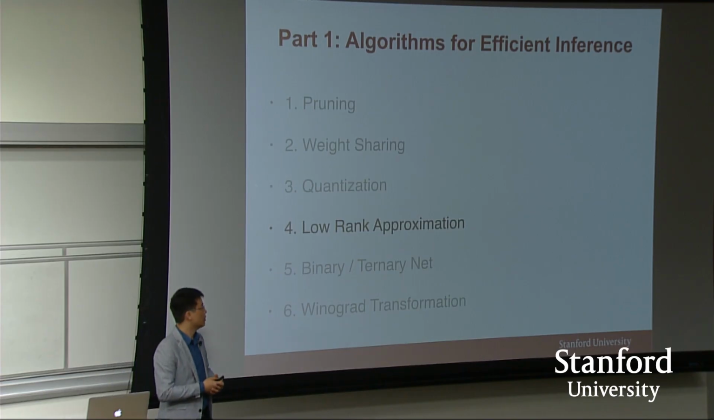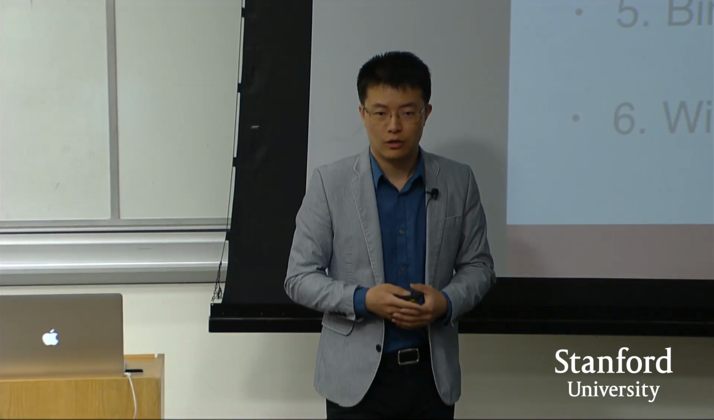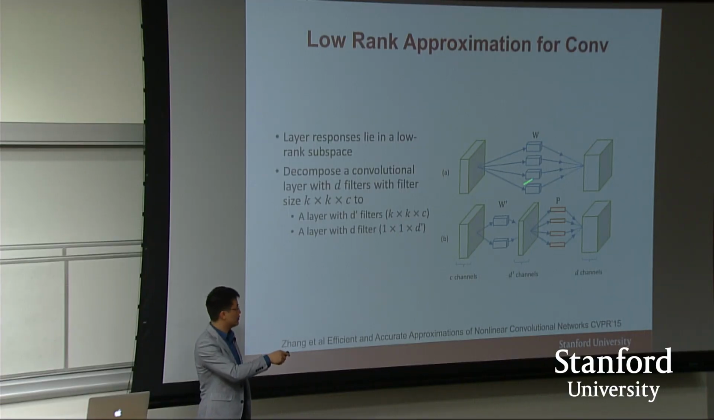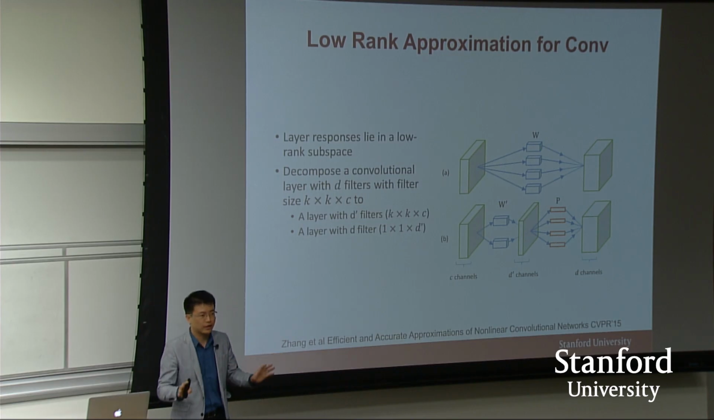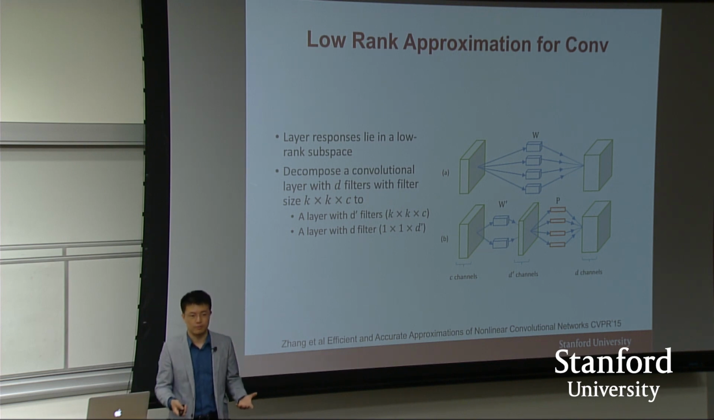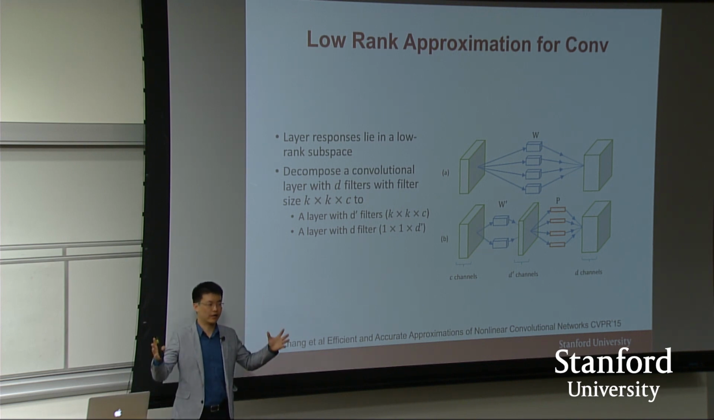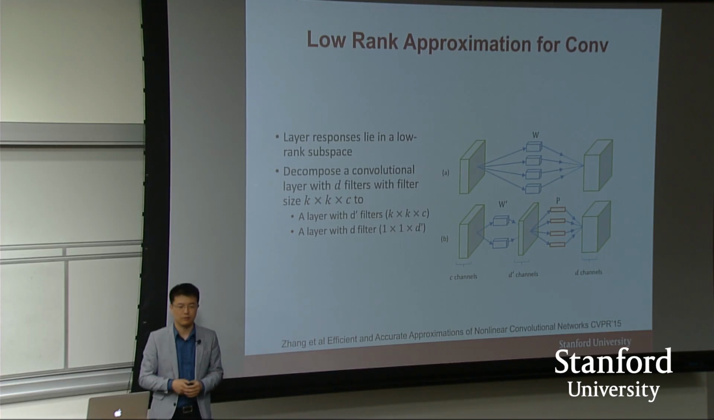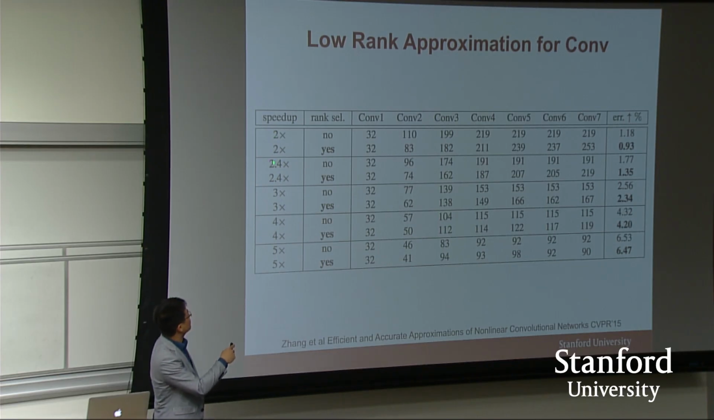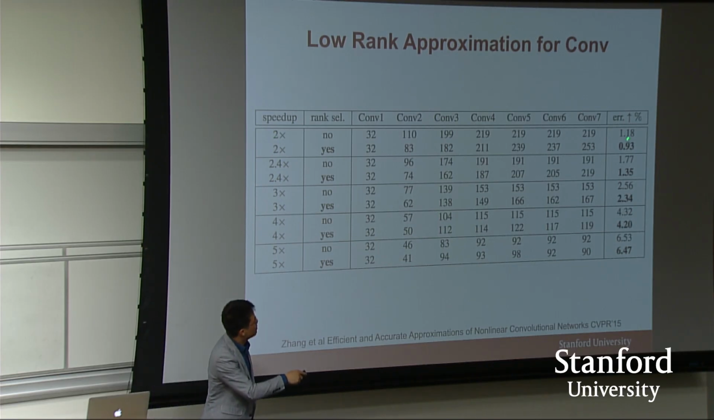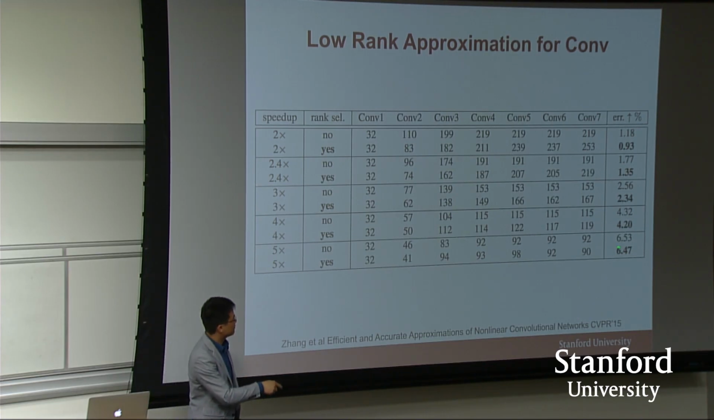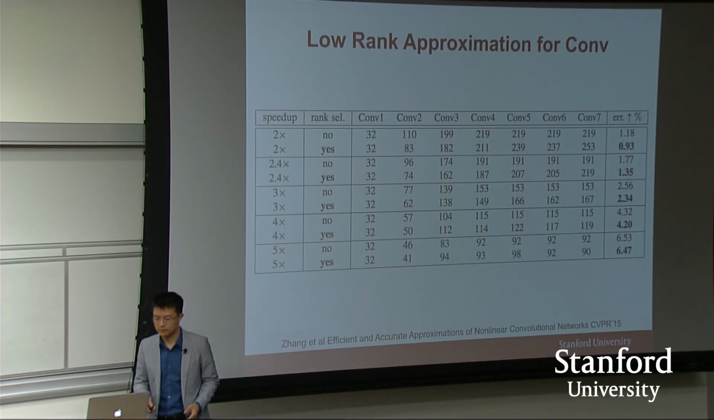Okay, next idea, low-rank approximation. It turned out that for a convolution layer, you can break it into 2 convolution layers: one convolution followed by a 1-by-1 convolution. So it's like you break a complicated problem into 2 separate small problems. This is for the convolution layer. As we can see, achieving about 2x speedup, there is almost no loss of accuracy. And achieving a speedup of 5x, there is roughly 6% loss of accuracy.